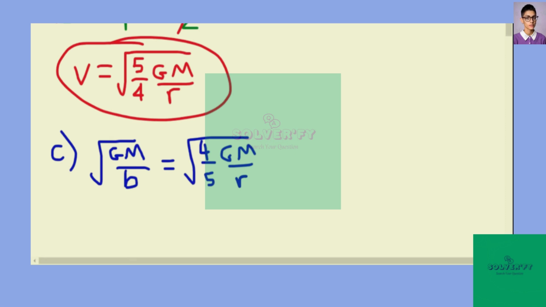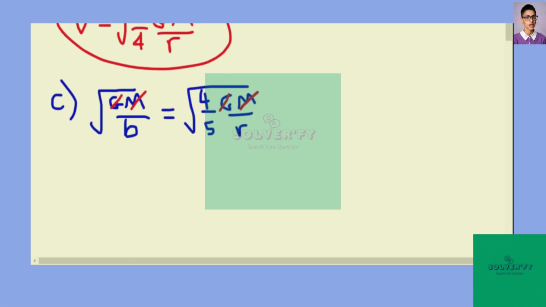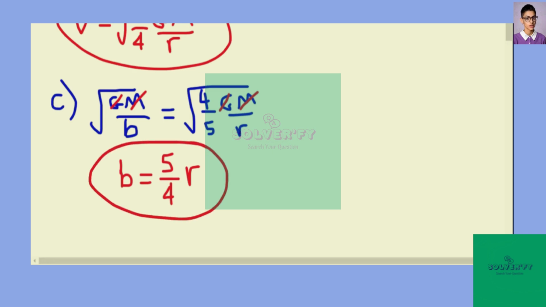So I cancel out the G and the M, take the square of both sides and invert the whole thing. B equals 5/4 R. Which, by the way, is 1.25 R, so it will be 25% farther away than it was before.